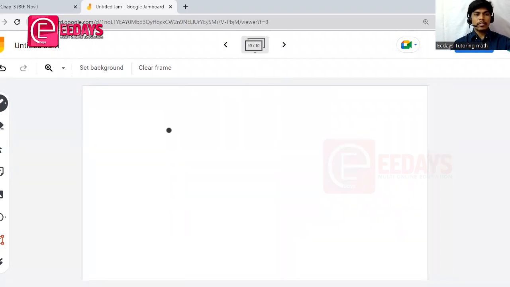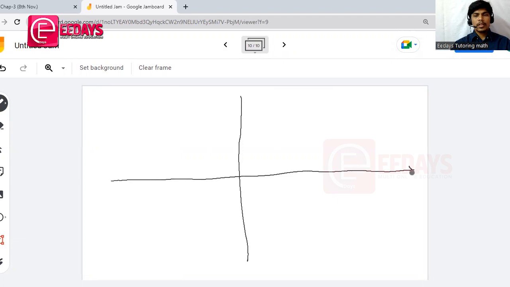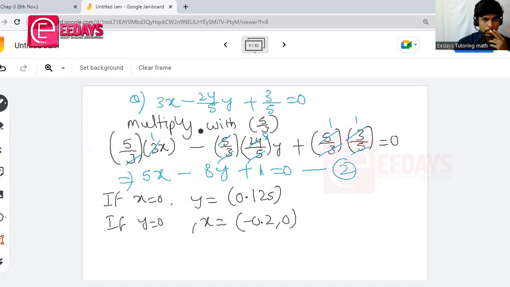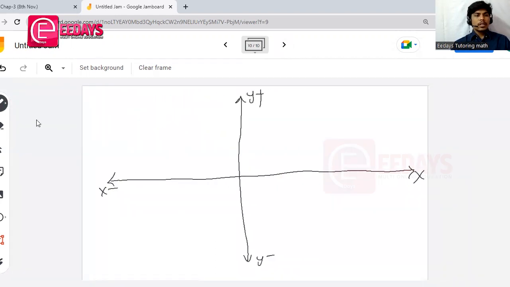Okay, let's draw the graph. Ignore the diagram. Here x and minus x, positive y, negative y. What are the values we got? 1.25. Let's take the values: 1, and here at the intersection 0, 1 2 3 4 5, like this. And here also minus 1, minus 2, minus 3, like this. You can take the scale for each and every point.